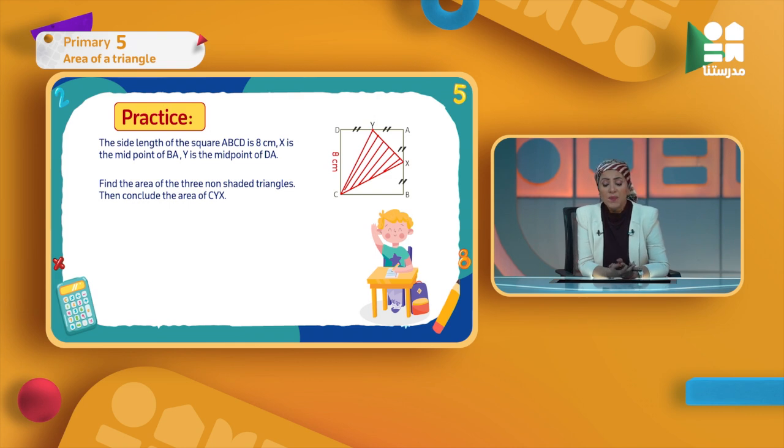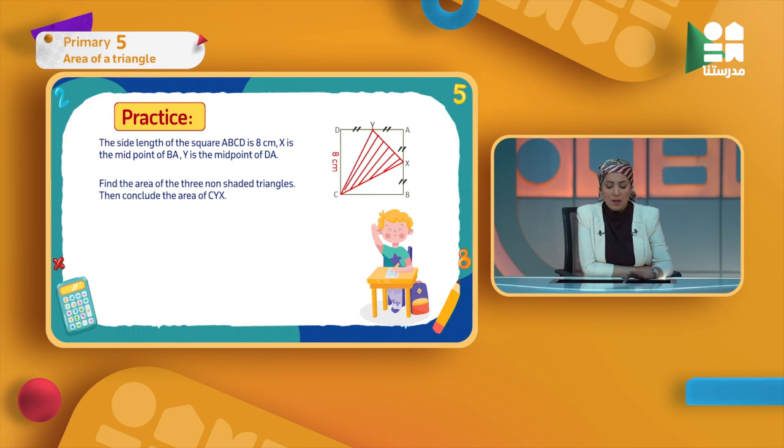As you see here, the triangle CYX is shaded in red, and I have three other triangles inside this square other than CYX, which are AYX, CBX, and YDC. So what I want here is to get the area of these three triangles first, then after you get their area, I want you to get the area of triangle YCX.